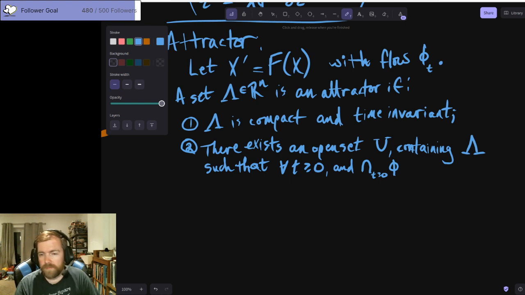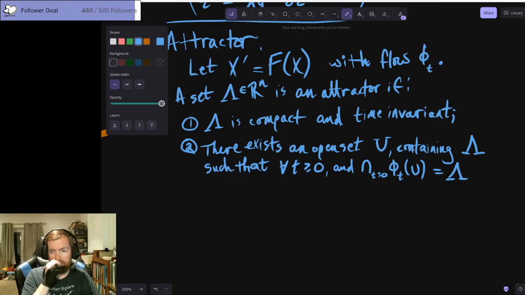Anyway, times the flow of t at U is going to be equal to lambda. So whatever this matrix is, we're multiplying it by our flow matrix, and we're getting all of our individual points lambda.